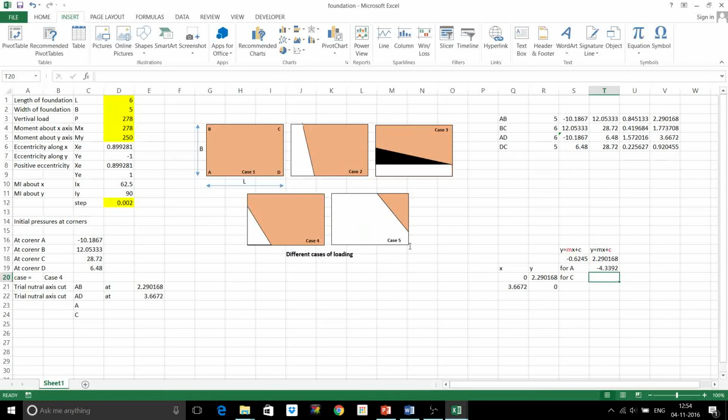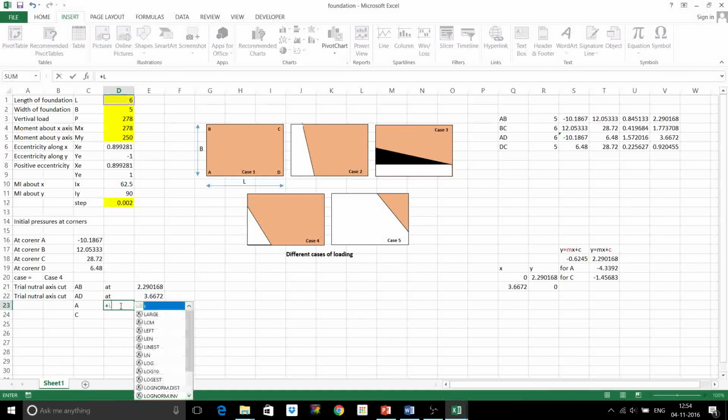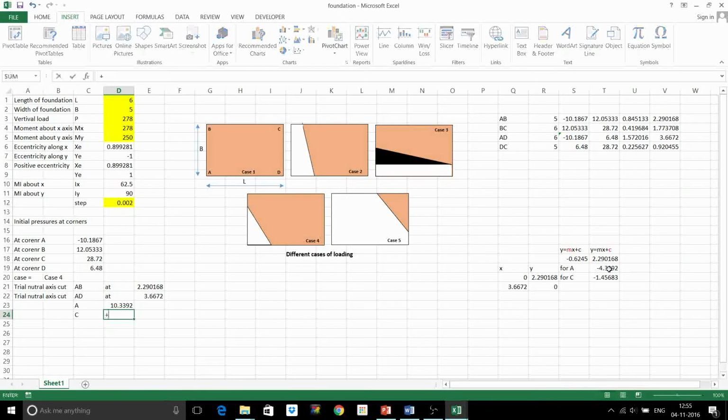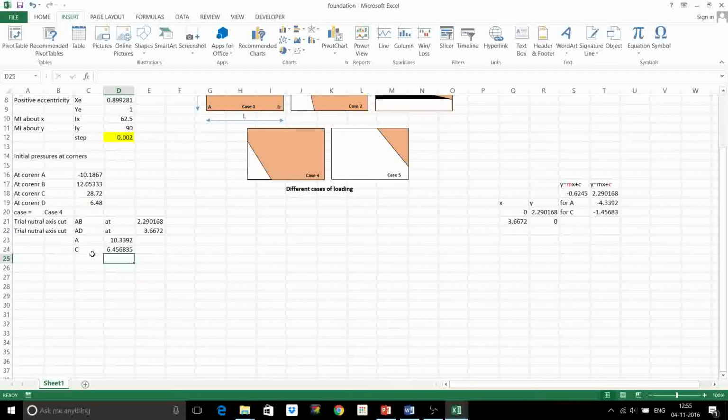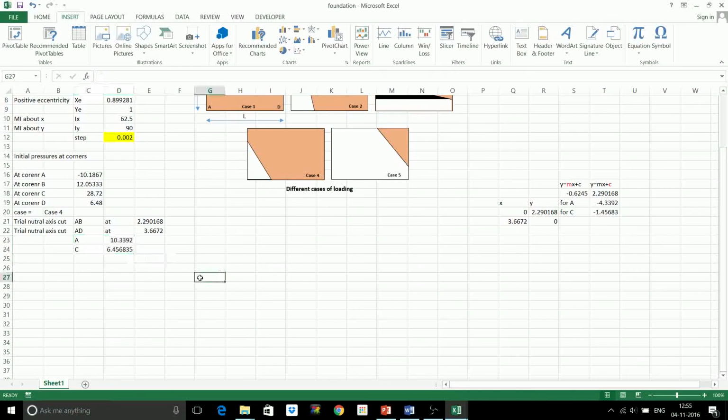And for c, I will put the equation for this line, x is equal to L. So y is equal to m into L plus c. Okay, so a will be L minus this coordinate, and c will be b minus this. So these are my starting values of a and c.